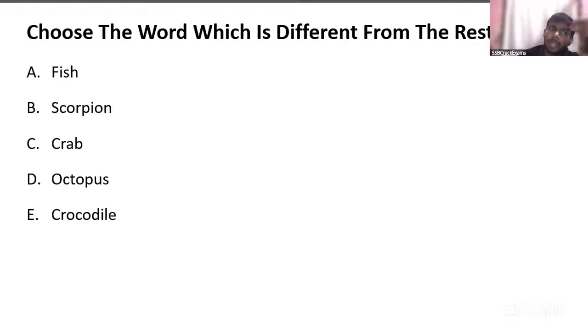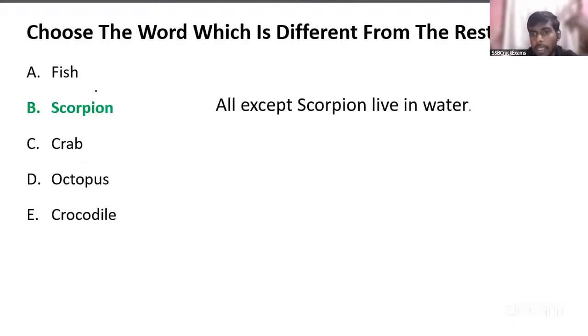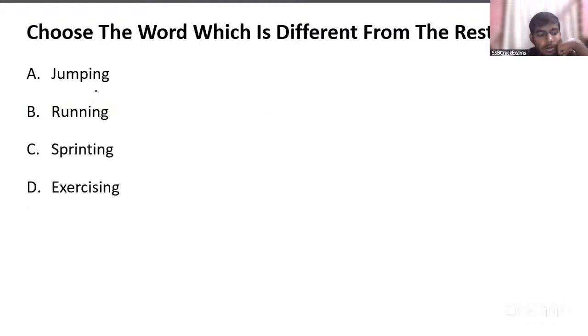Scorpion. Okay, one is not a water body. Scorpion is not a water body. Crab again water body. Octopus again water body. Crocodile. So this will be my most probable answer. See, all live in water. This is how you have to change the answer, or you have to jump in the answers.